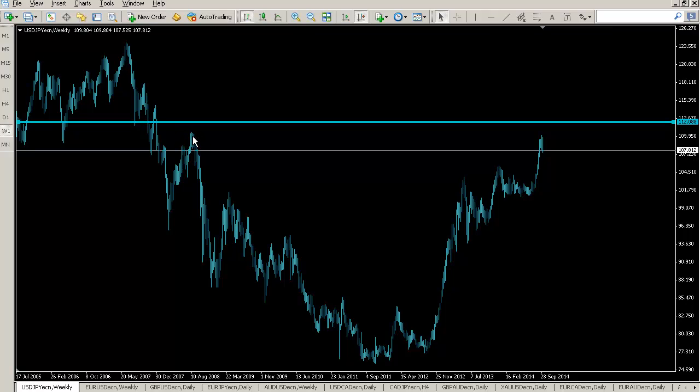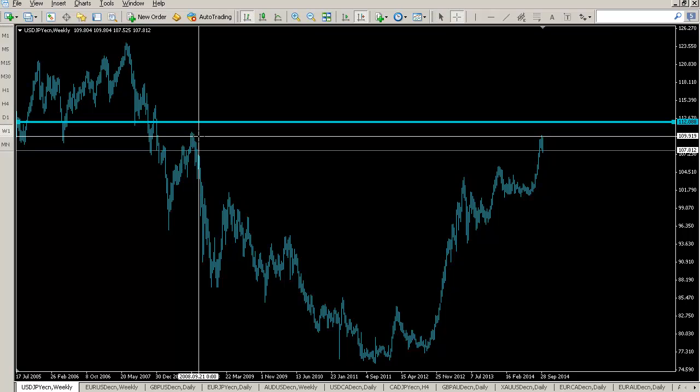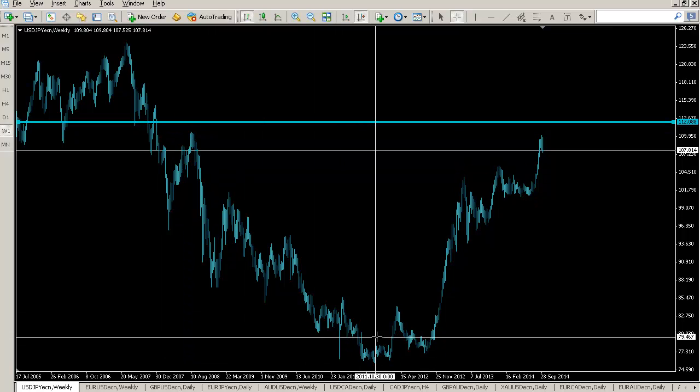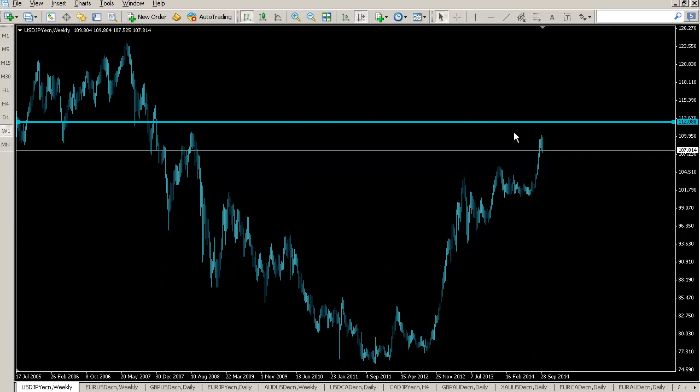Do you agree with that? Or do you all understand what I mean so far? Price reached this area in 2008, came back down, retraced, finds this area again.